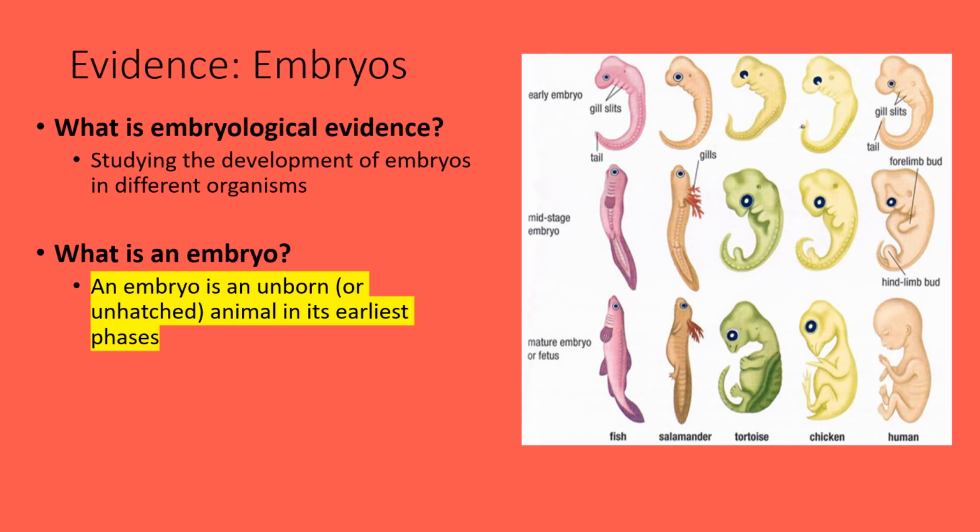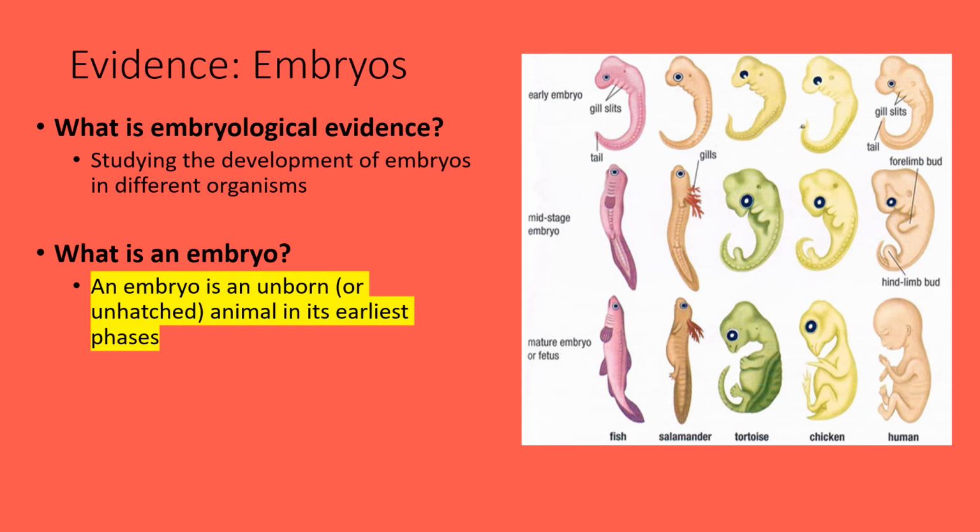If we look at the fish and the salamander, they look pretty similar throughout most of their development. The top is the earliest stage of development, it says early embryo. The middle is the mid stage, and then the last one is the mature embryo. So the fish and the salamander look pretty similar all the way throughout development, from the top to the bottom. So we would say something like the fish and the salamander share a recent common ancestor.